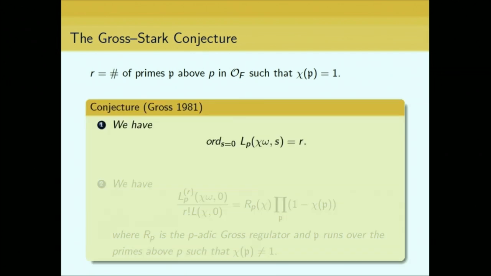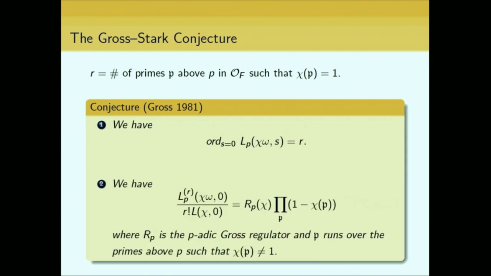He studied this, and he conjectured that the order of vanishing of the p-adic L function at s equals 0 is given by the number of primes above p in your number field such that chi of p is 1. Okay, so the number of primes above your prime p that split completely in the fixed field of chi. And this has to do with the Euler factors above p that vanish: passing from L to L star, you remove the Euler factors at p, and this is the number of such factors that vanish at s equals 0.